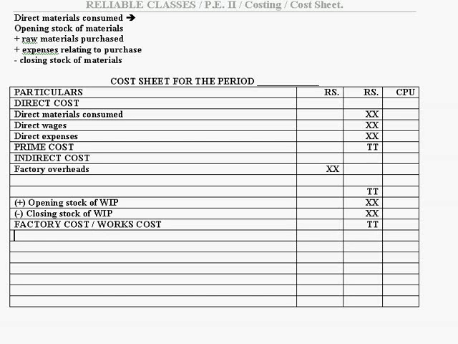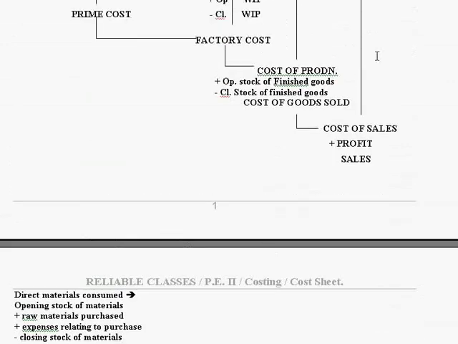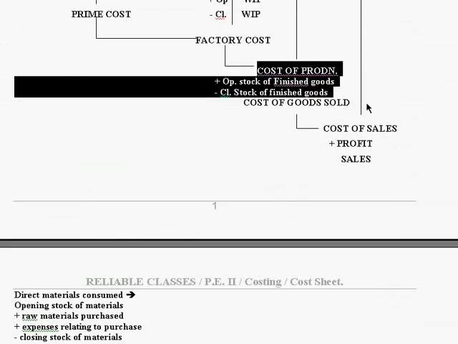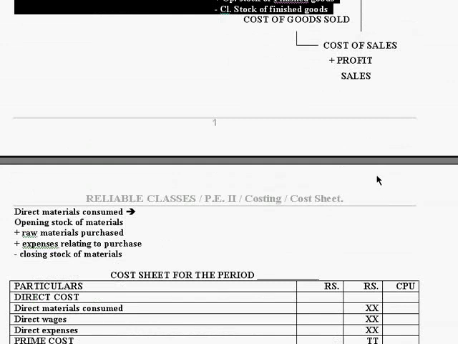Now what expense should you add? You recollect the diagram, the chart. What will be added after this? Office and administration overheads, and the total is called now what? Cost of production. To cost of production we add, look here in our diagram, what do we add? Opening stock of finished goods and less closing stock of finished goods. We will get what?